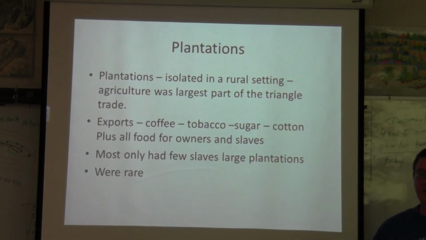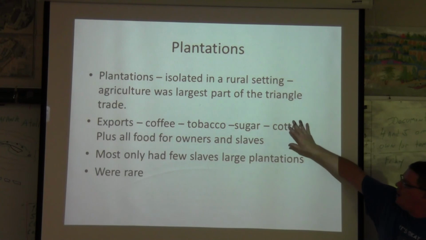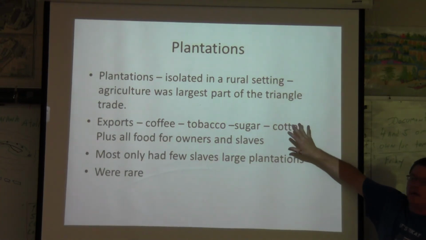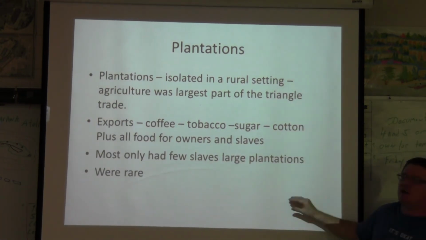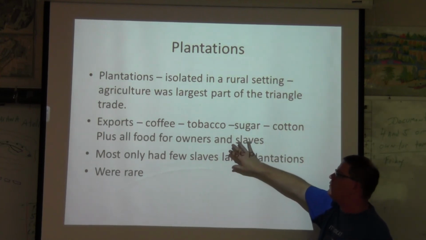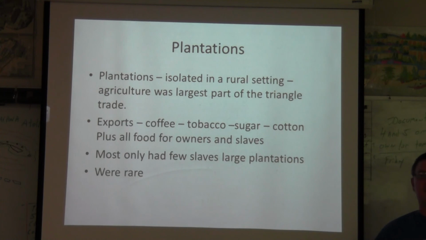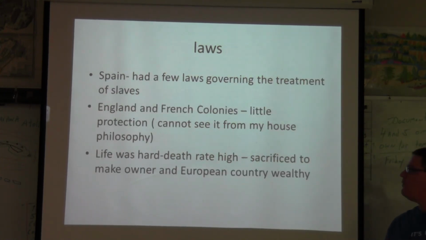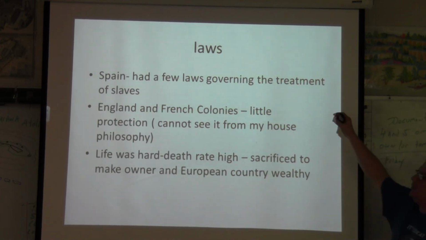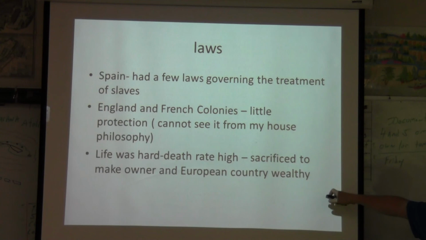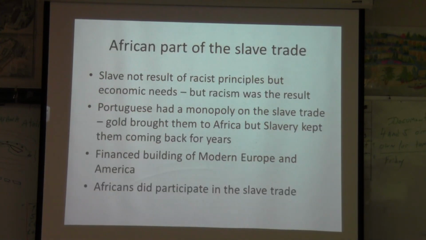Plantations exist in a rural setting, and I've got to go here quickly, all made to export cash crops, but also, since they were self-sufficient, to grow the food for the owners and the slaves. Large plantations of 100 or more people, like Twelve Oaks and Tara, were very, very rare. There were very few laws to protect slaves. Life was hard, and the death rate was extremely high.